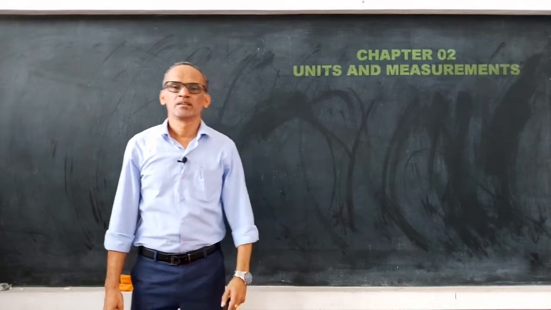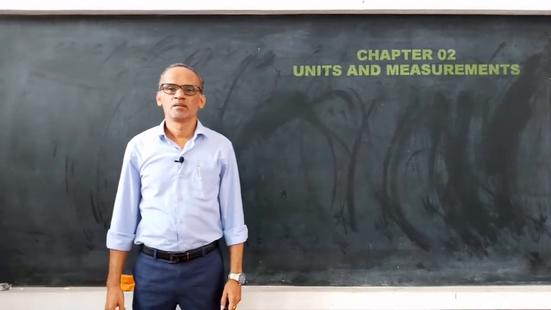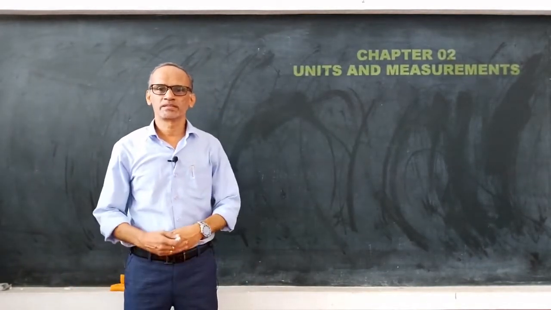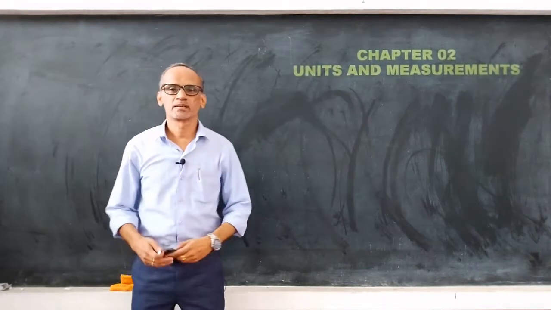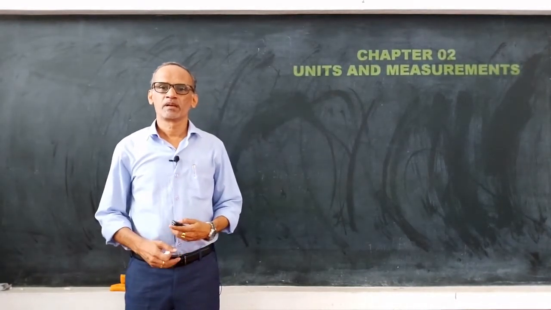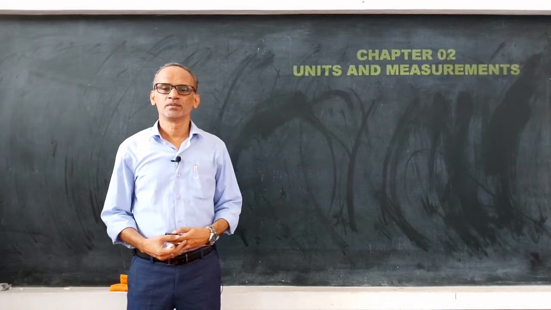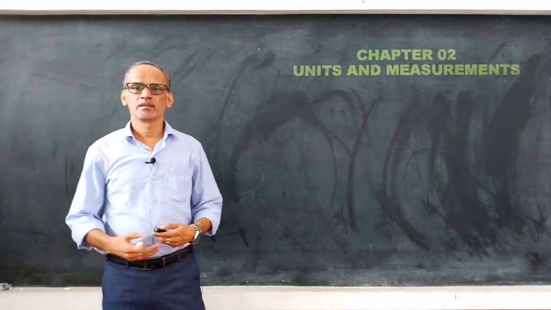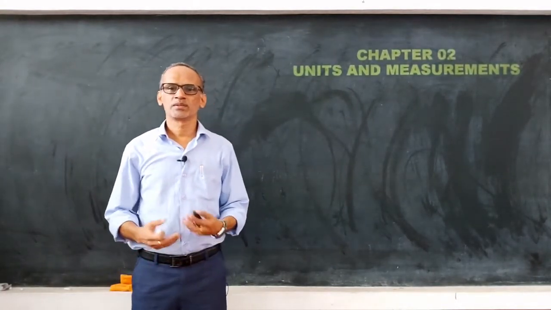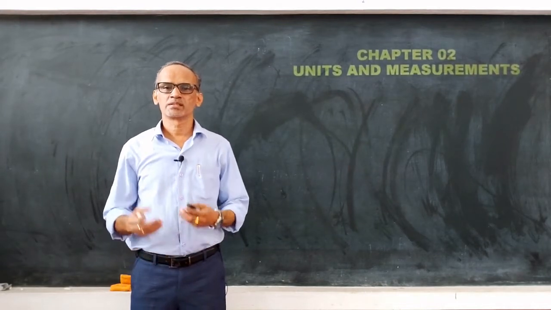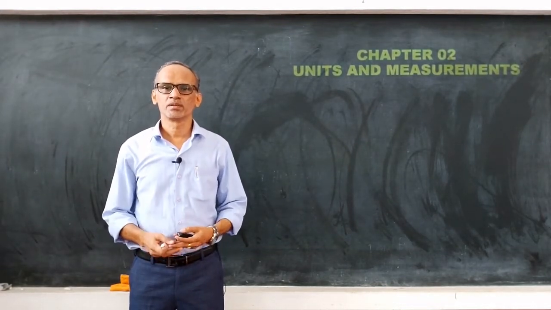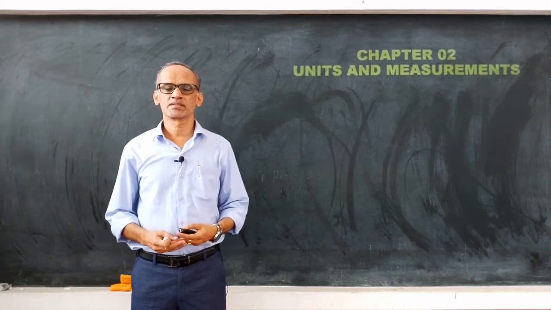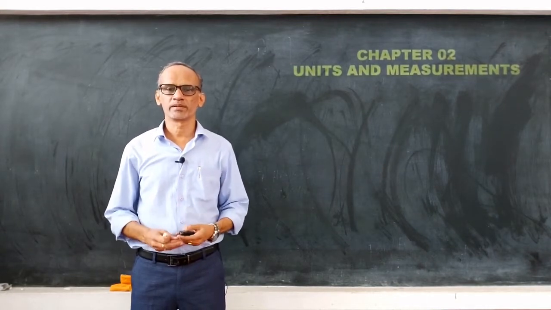Dear students, in today's class, we'll start with the second chapter, which is units and measurement. I've already given an introduction to units in the bridge course. So what is a unit? It's a standard quantity in terms of which a physical quantity is expressed. It's called the unit of a physical quantity.